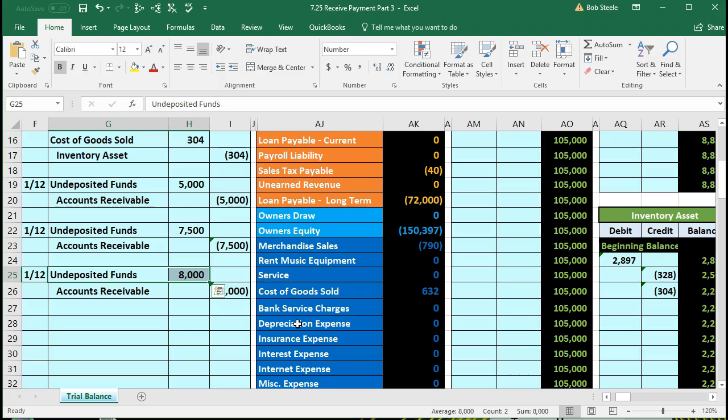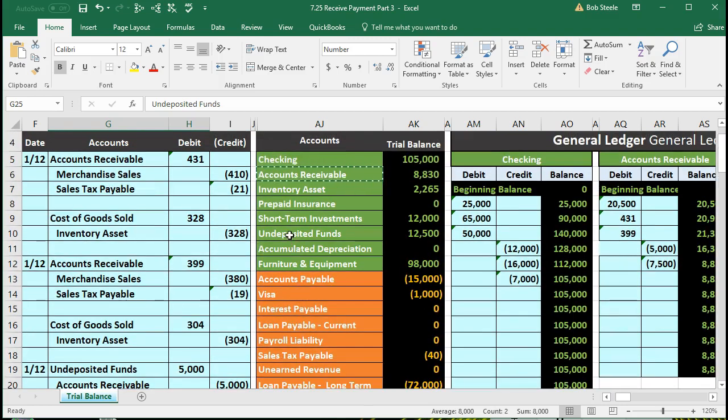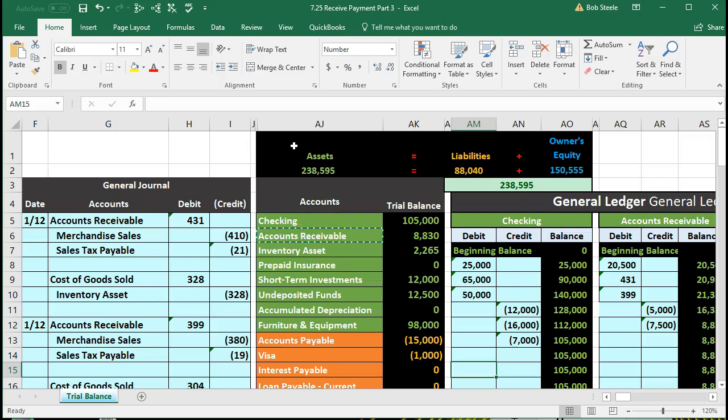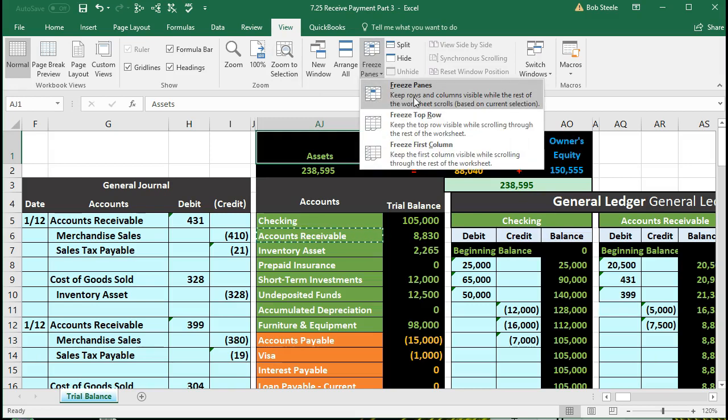So here's the undeposited funds in the journal entry. Here it is on the trial balance. Same order on the general ledger. We're going to go ahead and freeze the panes before we go through this process by going to AJ1. Go to the Home tab. We want to go to the View tab and then go to the Window group and freeze panes. We want to freeze the panes.